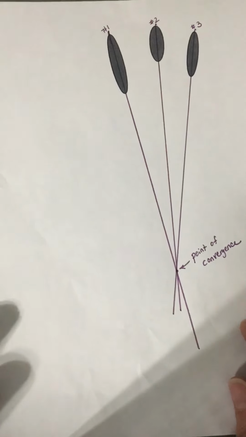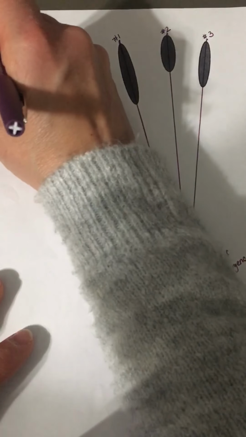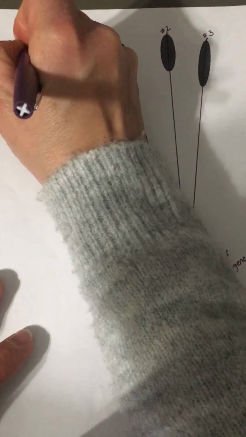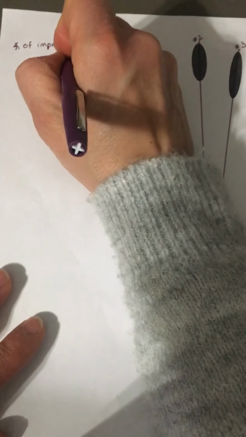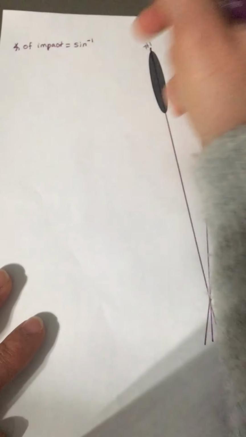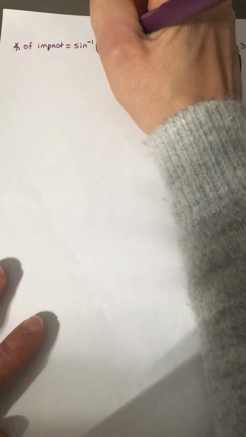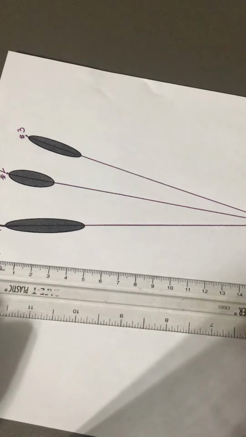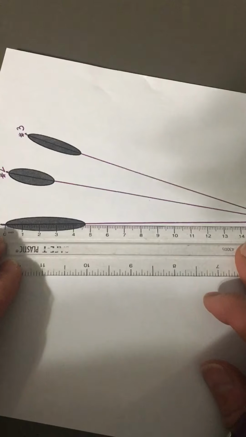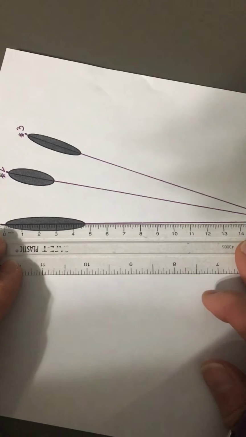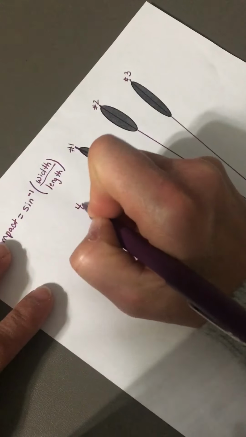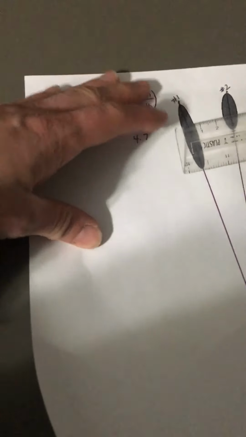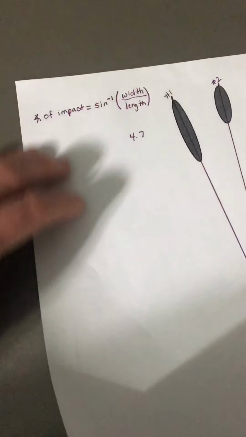So the first thing I want to do is the angle of impact. Do you remember the angle of impact equation? The angle of impact, remember, was the inverse sine of the width of the droplet divided by the length of the droplet. I want you to practice, and I'm going to give you one where you actually have to determine the length and the width of the droplet, and I'm going to do this in centimeters. It looks like the length of my droplet is 4.7, and the width of my droplet is 0.9.